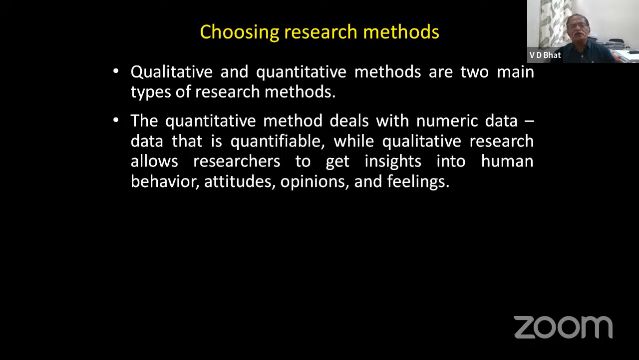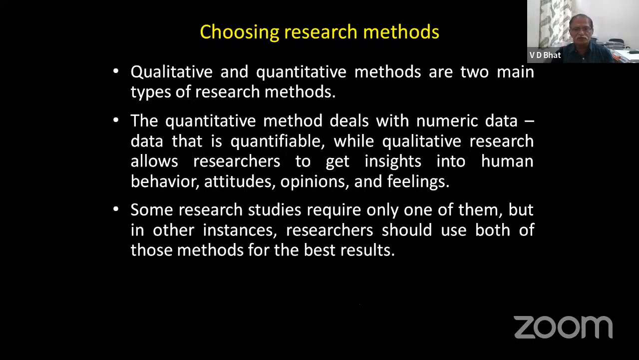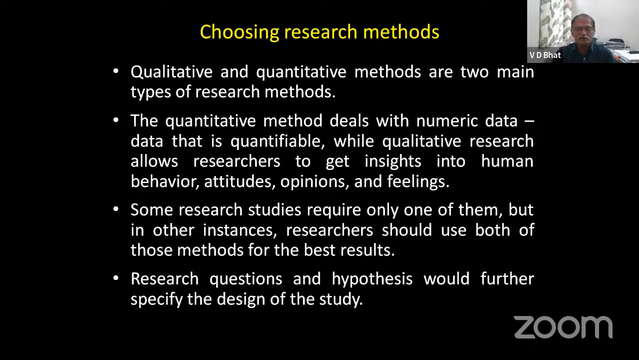The quantitative method deals with numeric data that is quantifiable, while qualitative research allows researchers to get insights into human behavior, attitudes, opinions, and feelings. So these are two different ways, and it is possible a research study may involve both. Both of them may be required. And this kind of research is called mixed method research. Mixed method research. That is the thing.